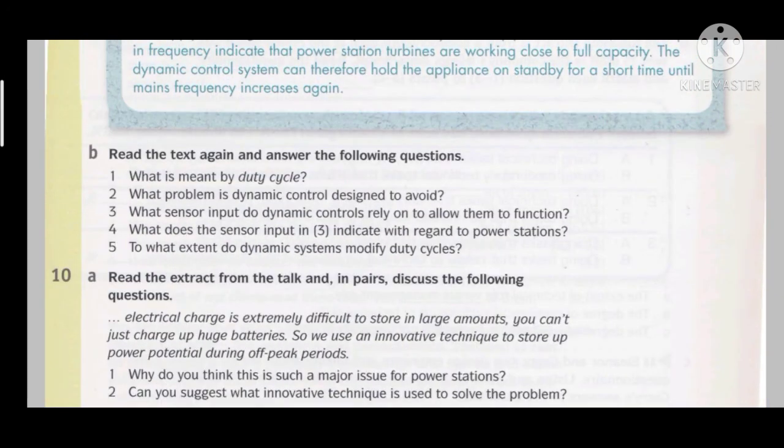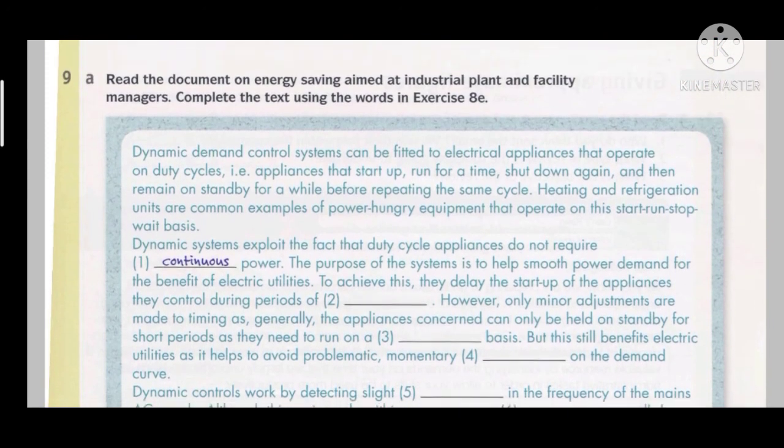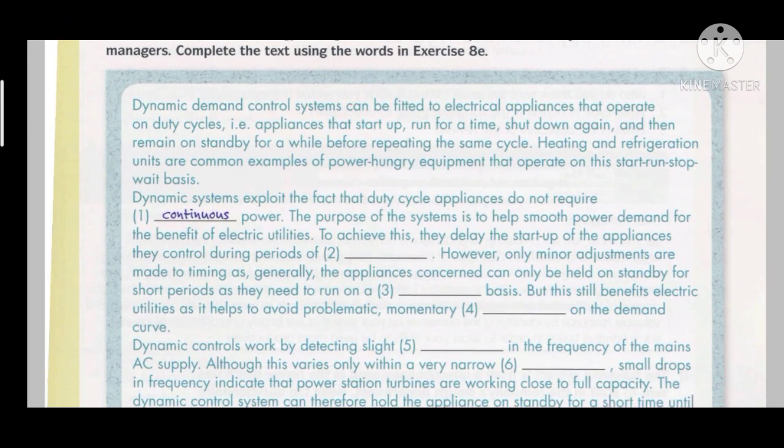Okay, now the last one, 9B. Read the text again and answer the following questions. Number 1. What is meant by duty cycle? Let's come and see duty cycle. Yes, it is the startup, run for a time, shut down again, and then remain on standby for a while before repeating the same cycle. That's it. Operating on a start, run, stop, wait basis.